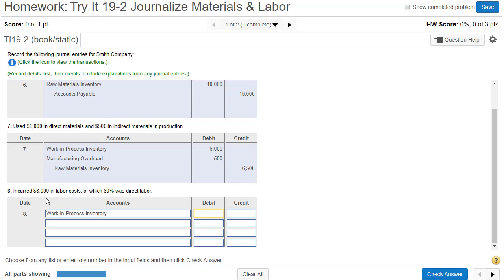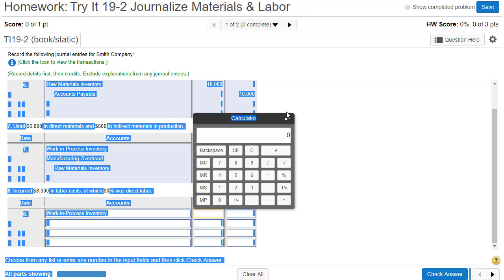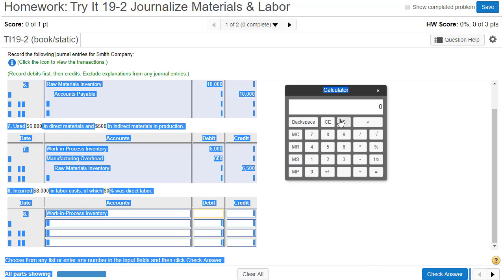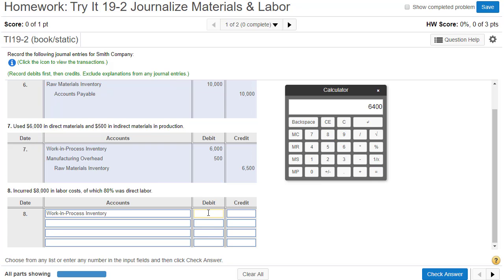And 80% of 8,000 is $6,400. If you like using the calculator, I just calculate that by saying 8,000 times 0.8 or 0.80, same thing, $6,400. If I want to shoot it into this cell, I click on this cell and I click the arrow, and there, it shoots it over there. I don't have to worry about copying and pasting or mistyping it.